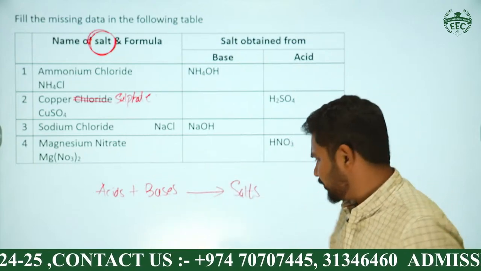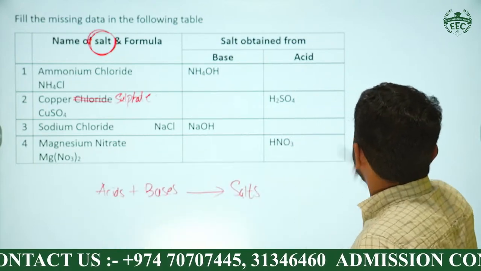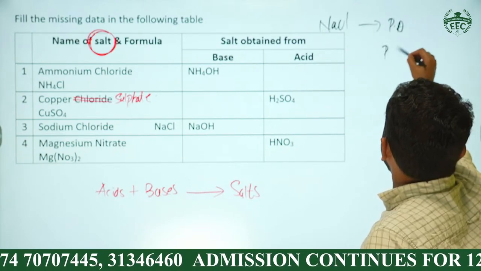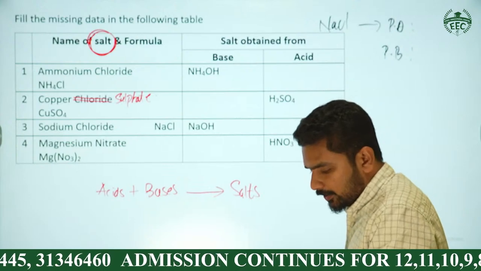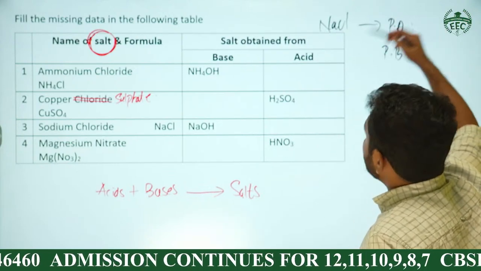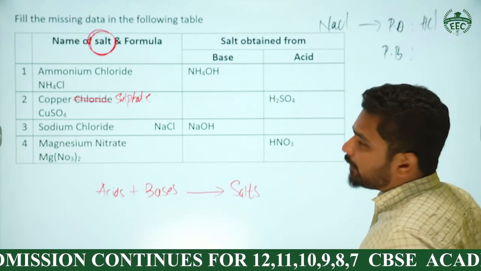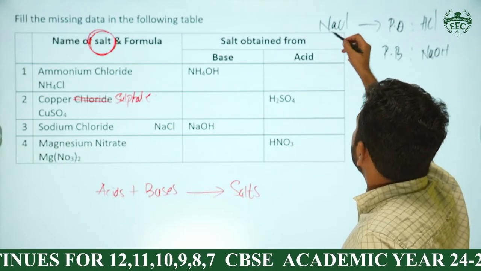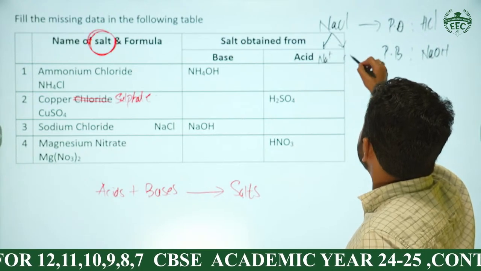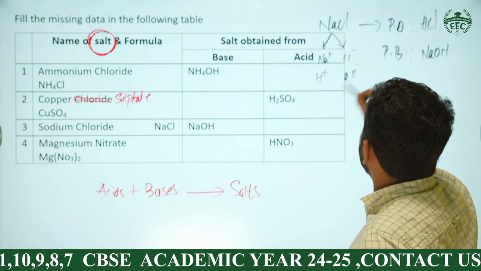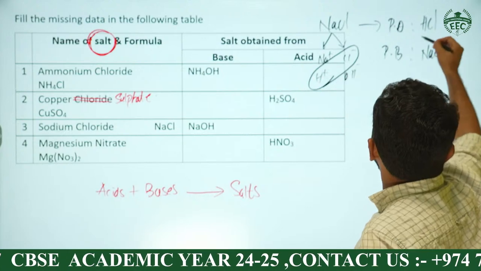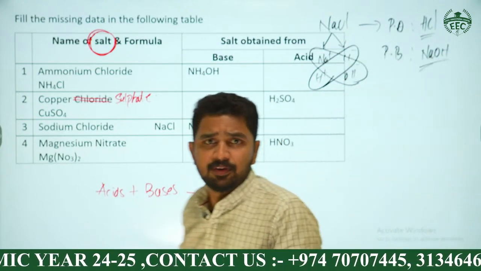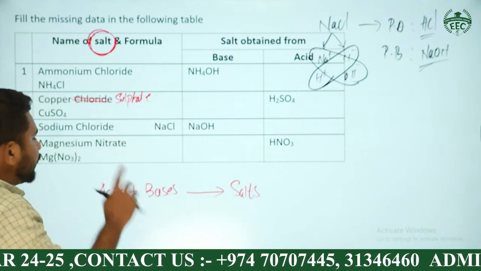And the last one. Sodium chloride. You know sodium chloride. We don't have to waste time. What are the parent acid and parent base of sodium chloride? Send me first. Yes, very good. The parent acid will be HCl, and the parent base will be NaOH. How did we get this? NaCl will split into Na plus and Cl minus. When you add H plus and OH minus, H plus and Cl minus combine to form HCl. Na plus and OH minus combine to form NaOH. Finish. Simple.